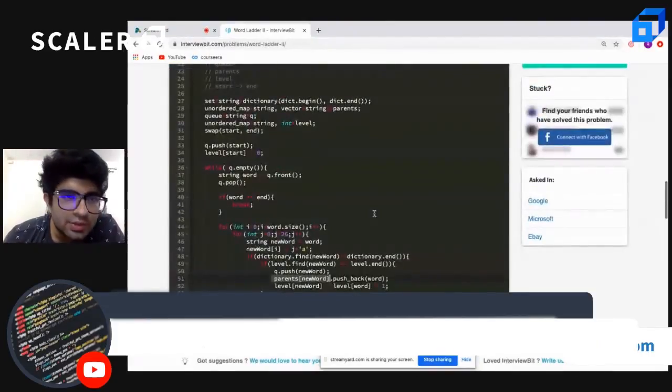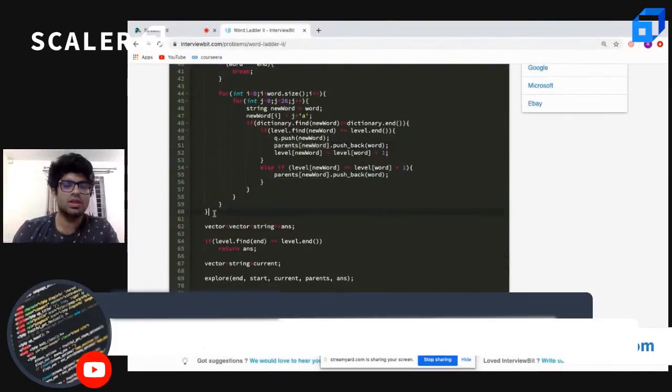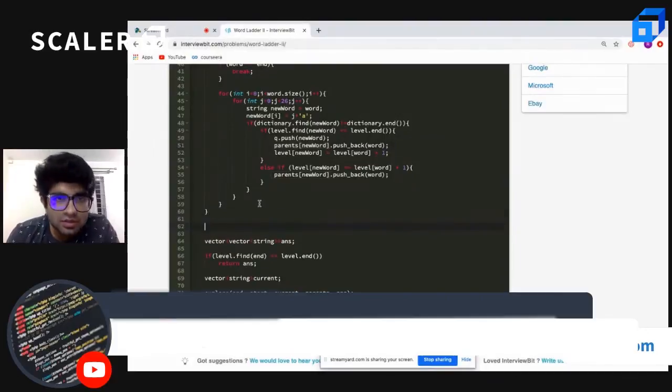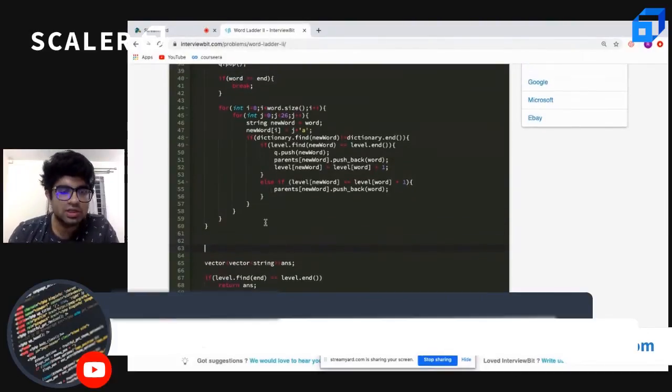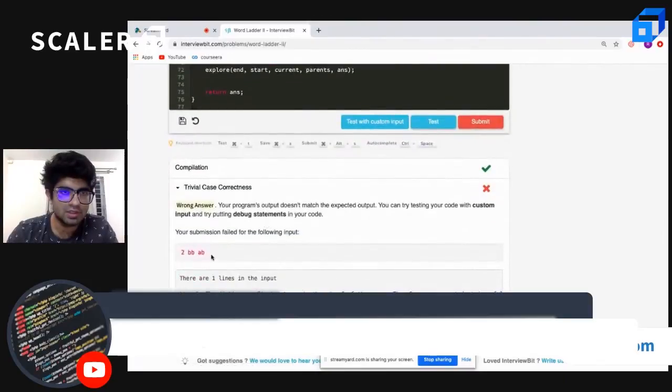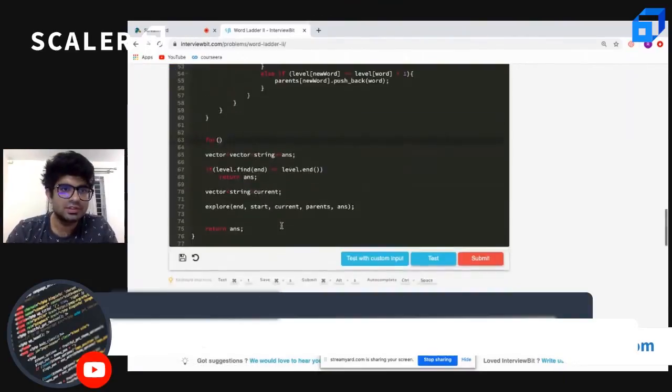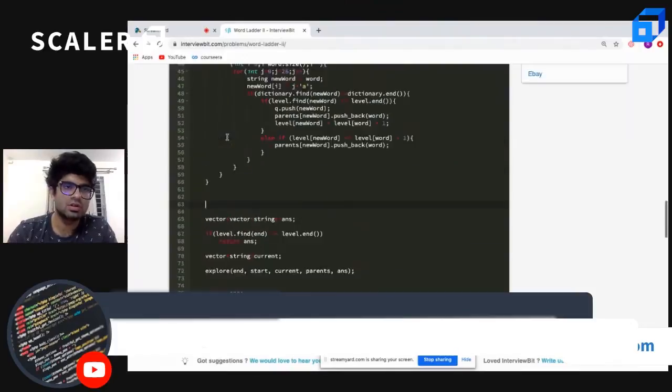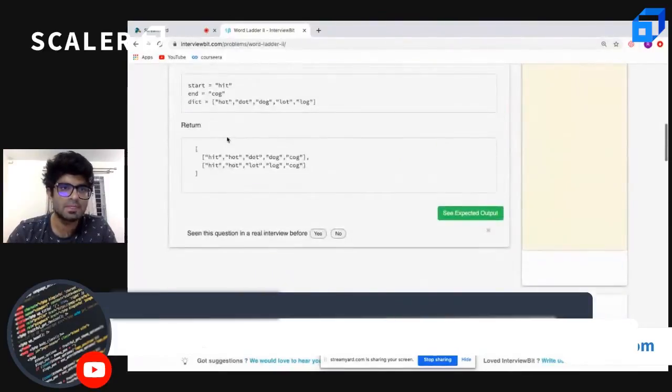Okay, now let's try to debug it. Okay, let's try to debug. There is the issue. So now let's try to check for each particular word, what is the parent kind of array. We have been given a, okay, let's first try for this. Itself this one.